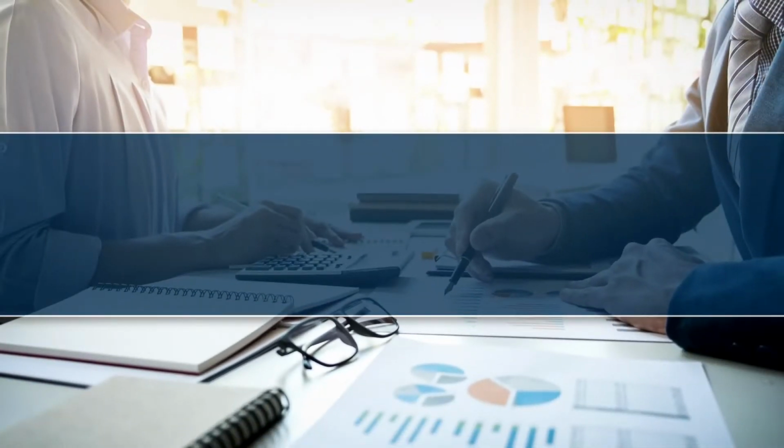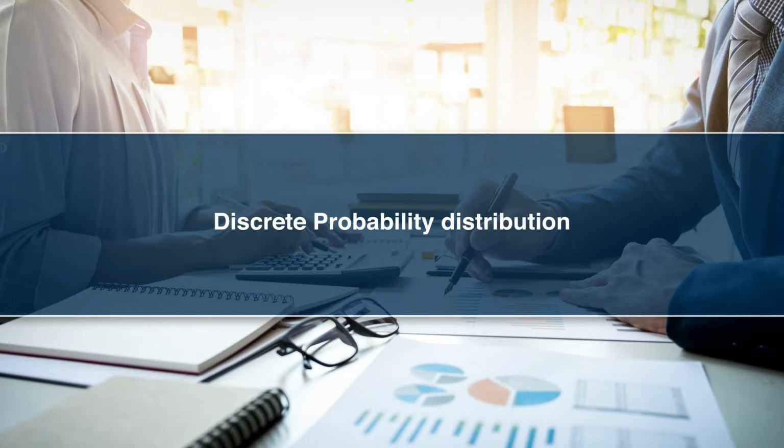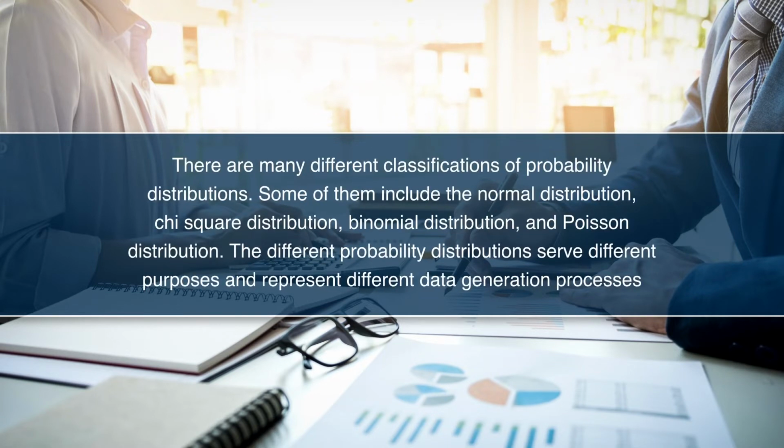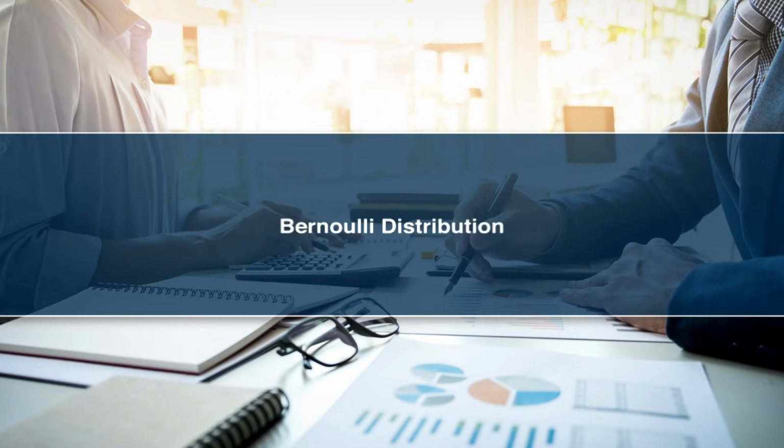In our preceding session you have seen how we have elaborately discussed probability distribution and how important probability is. This distribution emphasizes the various ways of doing things. So we are here to talk about types of probability distribution 1, which emphasizes discrete probability distribution. There are many different classifications of probability distribution. Some of them include the normal distribution, chi-square distribution, binomial distribution, Poisson distribution. The different probability distributions serve different purposes and represent different data generation processes. So it could be the Bernoulli distribution, uniform distribution, binomial distribution, normal distribution, Poisson distribution, or exponential distribution.